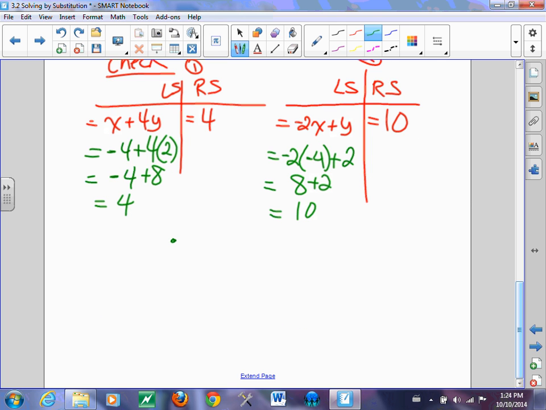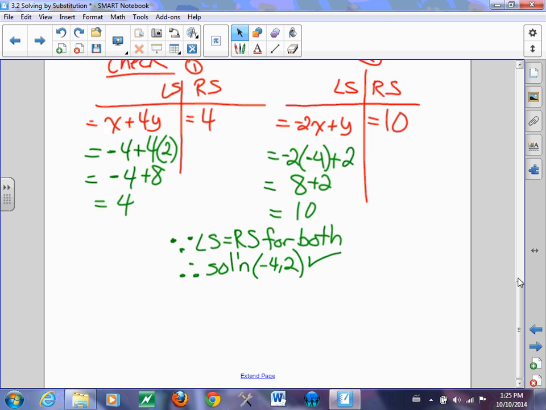Okay, don't forget your communication. Since left side equals right side for both, therefore, solution negative 4 and 2 is correct. Awesome.